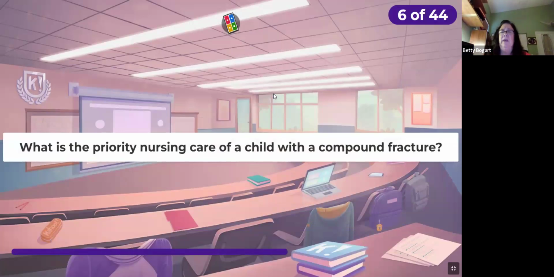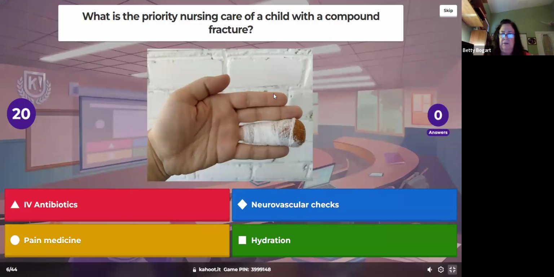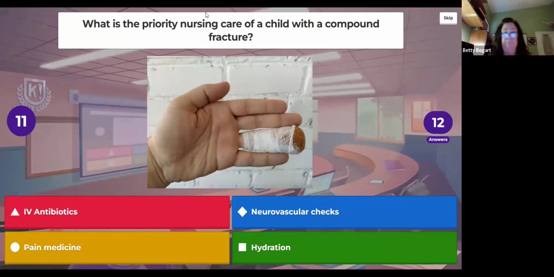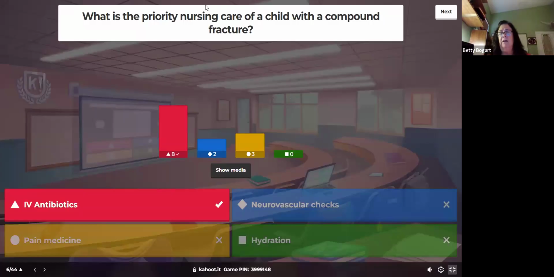What is the priority nursing care of a child with a compound fracture? You have a child who's got a compound fracture. What's the compound fracture? That means the bone is sticking out. What do you do for a bone sticking out fracture? Priority. IV antibiotics, always, always, always priority, okay? So, yes, we're going to check neurovascular signs, but the nursing care that we need to make sure that we start as soon as possible is the IV antibiotics.